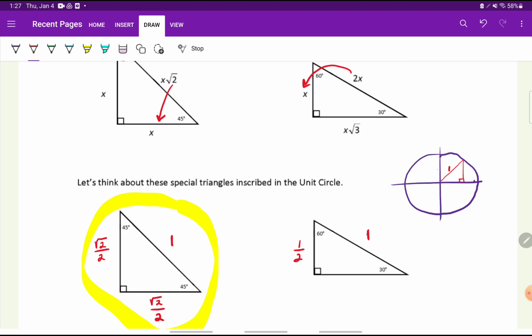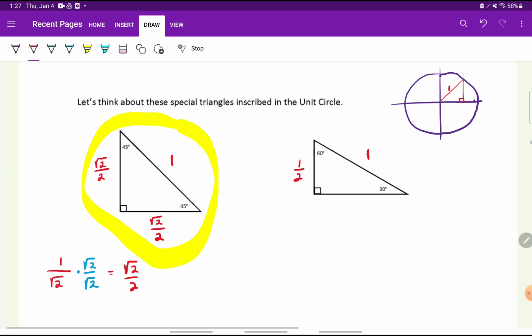And then to get the long side, I think it's easiest to take the short side and multiply it by the square root of 3. So if we take 1/2 and we multiply it by the square root of 3, we get square root of 3 over 2. So the long side of our 30, 60, 90 triangle in the unit circle will be square root of 3 over 2. You want to memorize this as well.